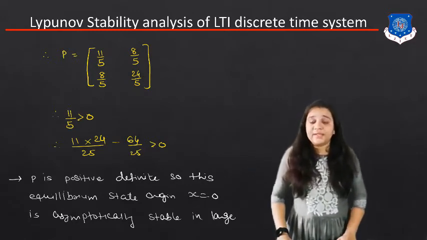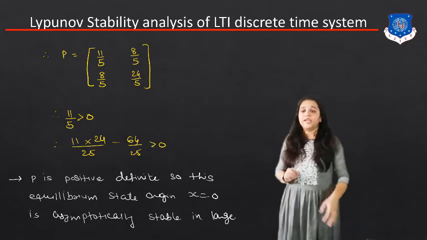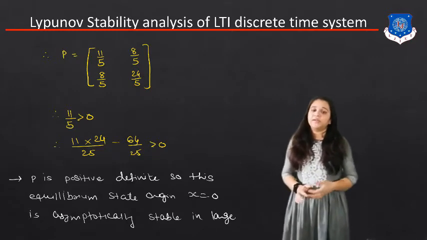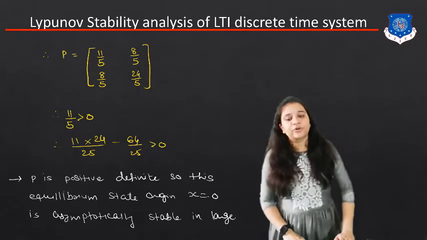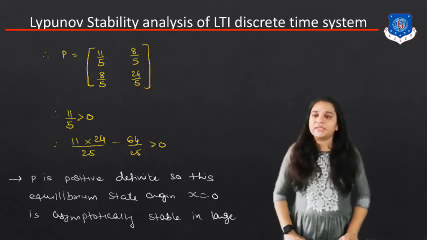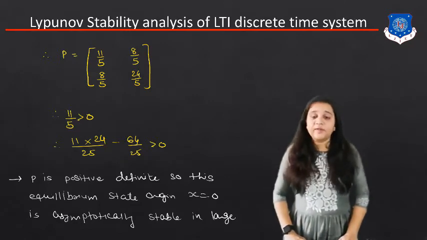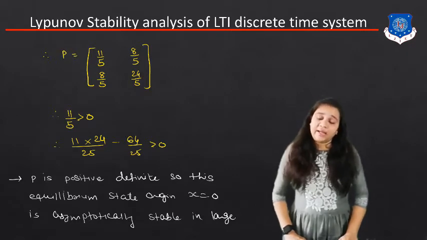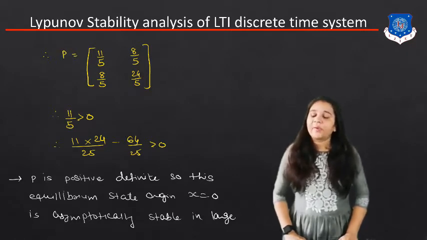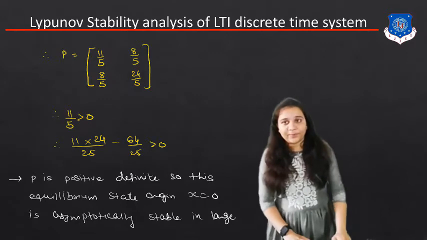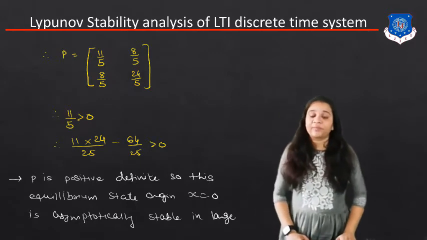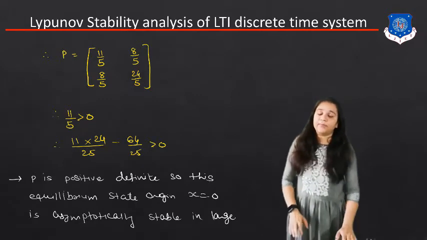Okay, so the first and easy method is we have to find the equilibrium state. If it is at the origin, that type of system is known as a stable system. But if there is a problem, that time the second method is we have to apply the Lyapunov stability analysis. And what is the criteria for the stability?